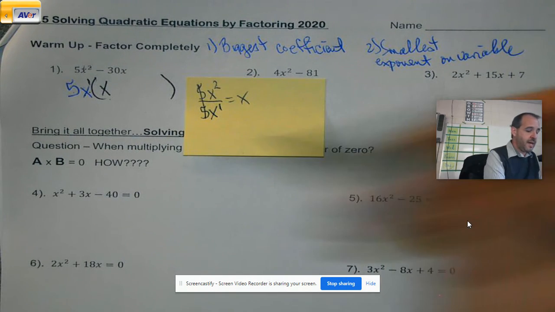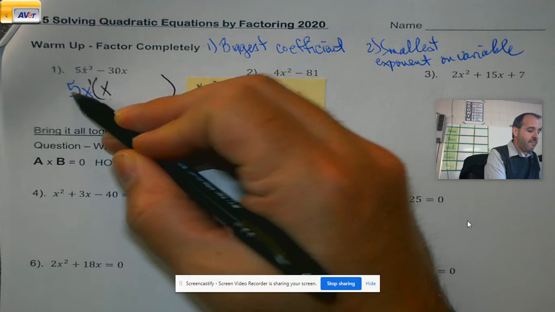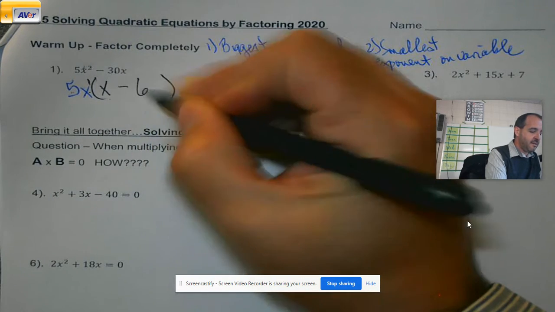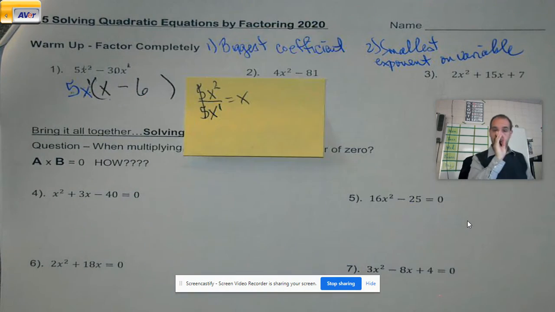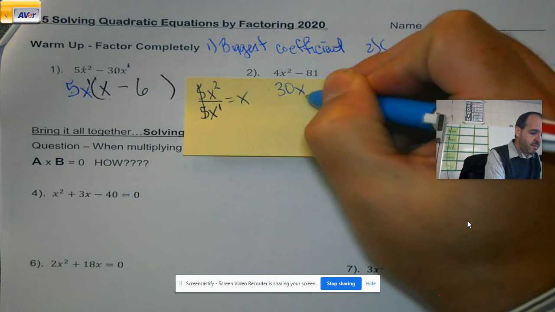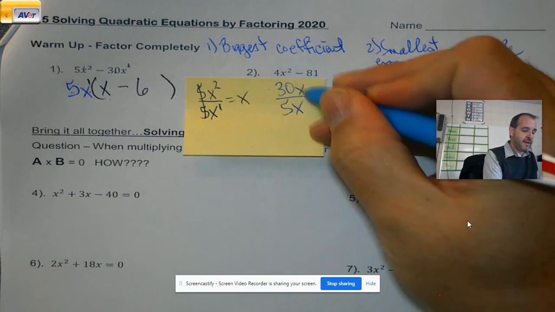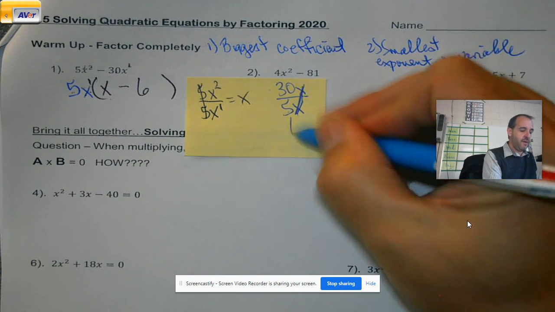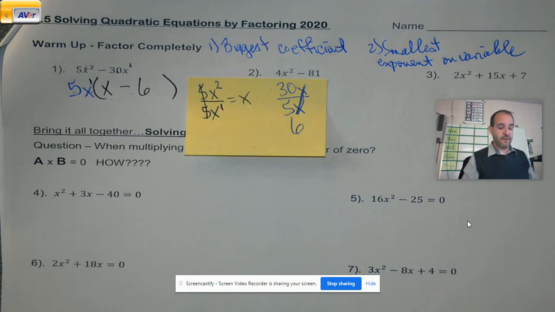I'll do it both ways one more time here. Negative 30 divided by 5 is negative 6, and I already have 1x, and I need 1x, so I do not need an x. Or I can come over and just look at it this way. The x's cancel. 30 divided by 5 is 6, then I just don't forget the negative.